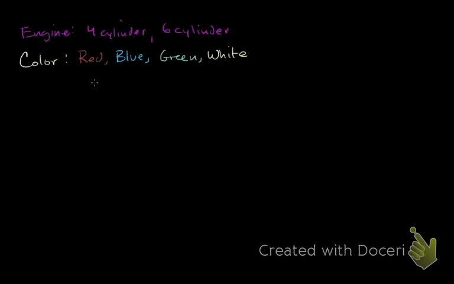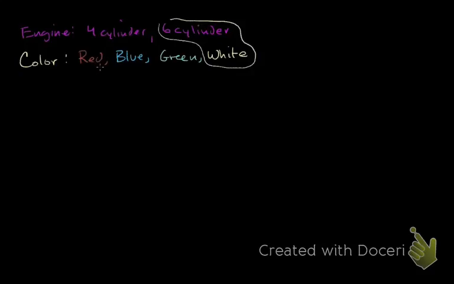And once again, they're going to have red, blue, green, and white in little slips of paper in a bowl, and they're just going to pick one of them out. So all of these are equally likely. So given that they're just going to flip a coin to pick the engine, and the color is all equally likely, I want to think about the probability of getting a six-cylinder white car. So I encourage you to pause the video and think about it on your own.